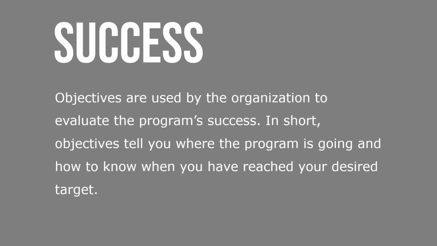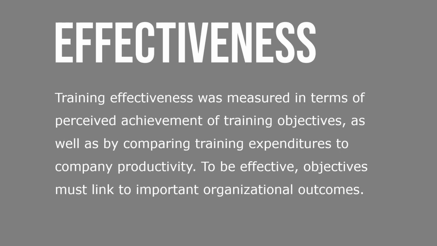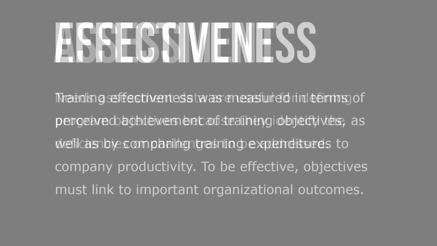Objectives are used by the organization to evaluate the program's success. In short, objectives tell you where the program's going and how to know when you've reached your desired target. Training effectiveness was measured in terms of perceived achievement of training objectives, as well as by comparing training expenditures to company productivity. To be effective, objectives must link to important organizational outcomes.